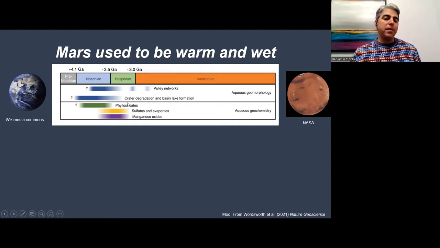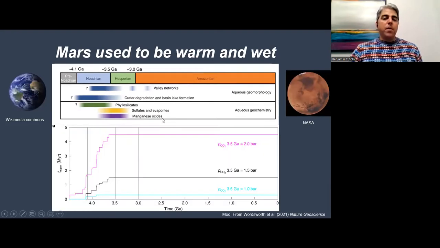by water reaction with basaltic minerals on early Mars, as well as sulfates and evaporites and manganese oxides that really could have only occurred in the presence of water. So it used to be warm and wet, although that apparently stopped about 3.5 billion years ago.